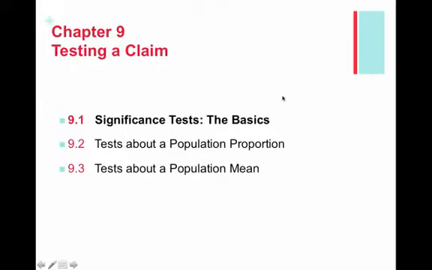All right, Chapter 9, we are going to be testing claims. We're going to be looking at another type of inference. We looked at confidence intervals in Chapter 8. This time we're going to be looking at things called significance tests. And I'll be taking each one of these sections and splitting it into two videos for each one. So we're going to talk about the basics today. The next section we get into population proportions and then population means.